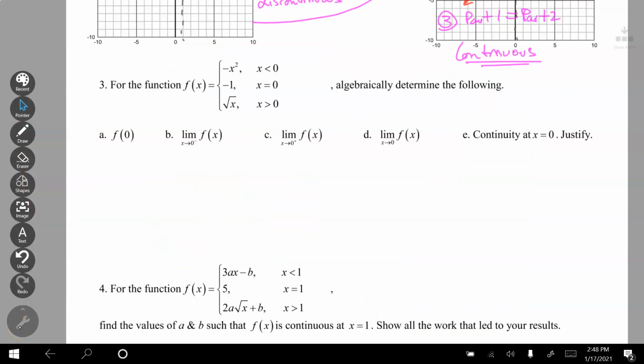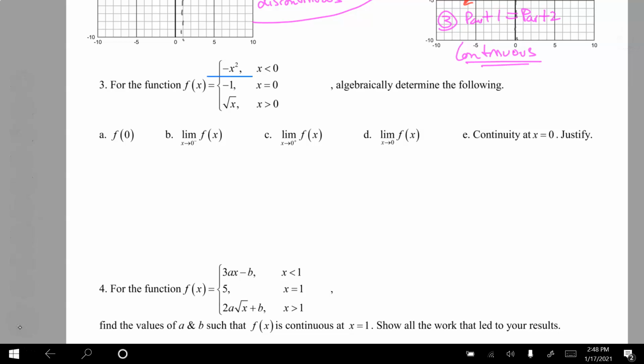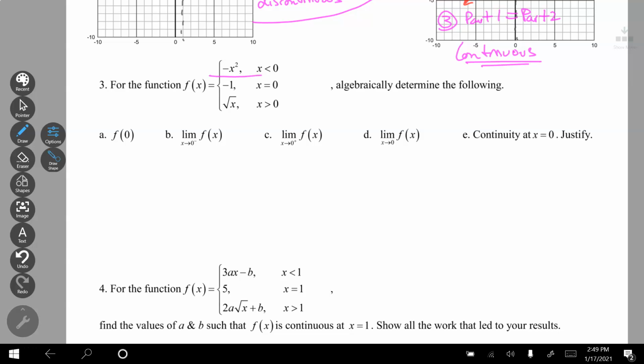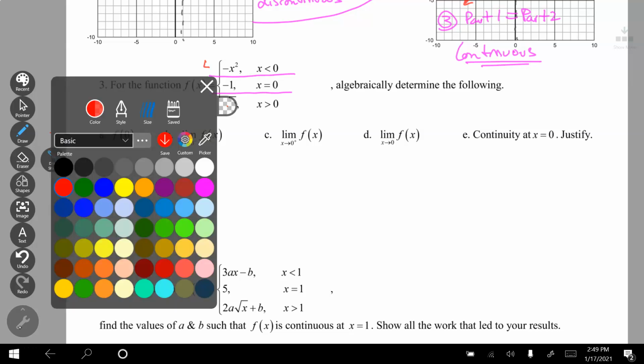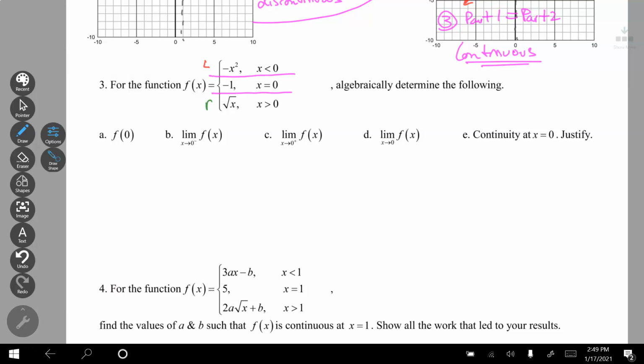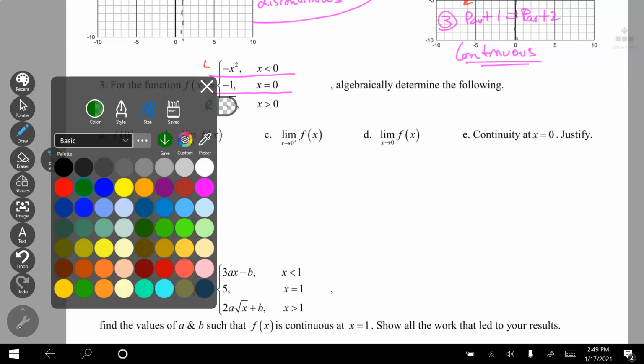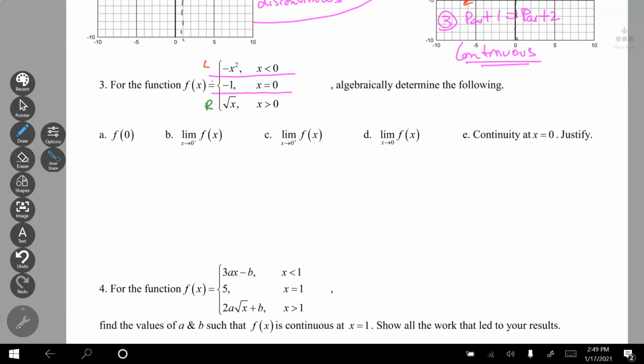Now for number 3, I'm not even going to draw a graph. I don't have to. I could still figure out my limits on the left side and the right side without a graph. This one has 3 pieces. I'm going to break them up into 3 pieces. It's got a left piece for x being less than 1, a right piece when x is greater than 1, and a center piece when x is equal to 1.